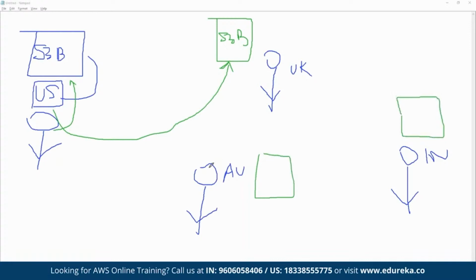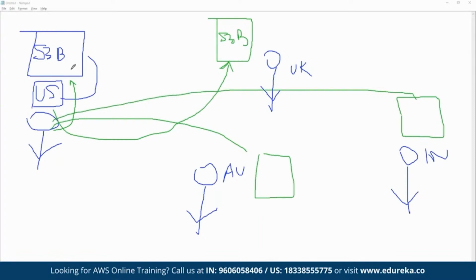Although they can access multiple regions, that means the US can also access the bucket for Australia, or the bucket for India, the performance will be much lower compared to accessing data in their own region. So we have to make sure that we create the bucket in the region which is closest to our users so that they can have better performance.